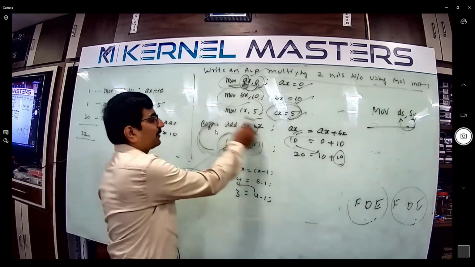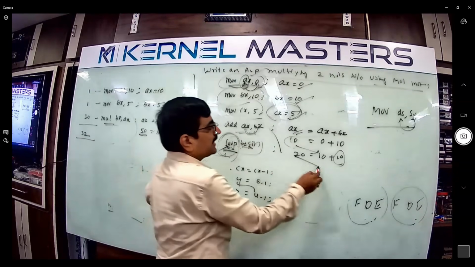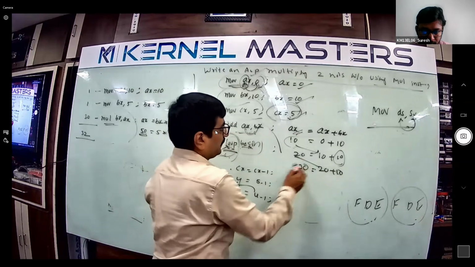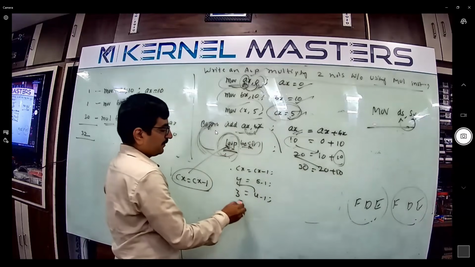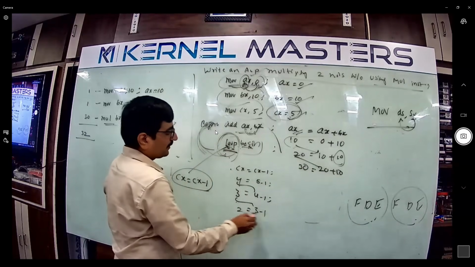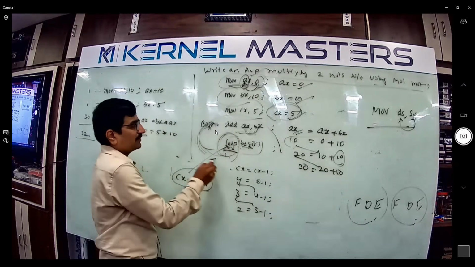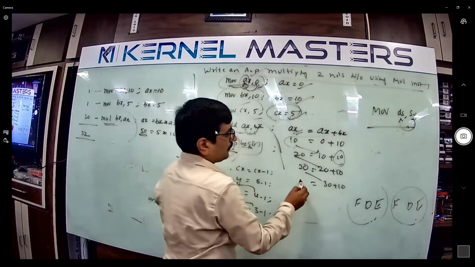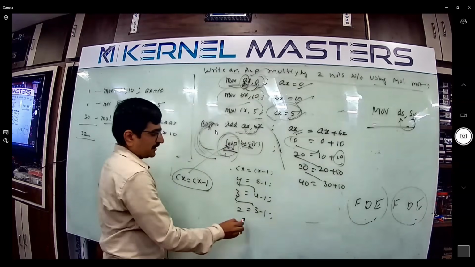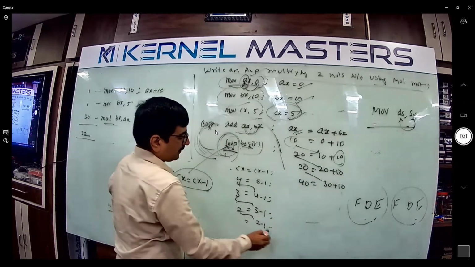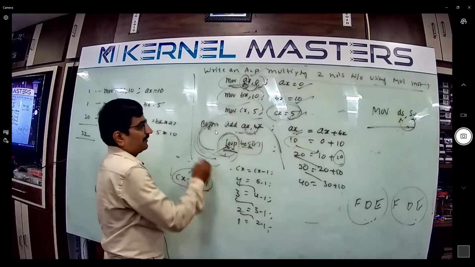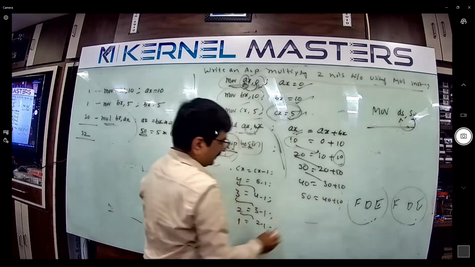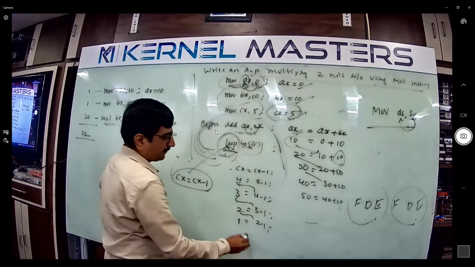Next iteration starts. What is the value? 20, then 30. Previous CX was 3; 3 minus 1 is 2, and the next loop runs. Then 30 plus 10 is 40. 2 minus 1 is 1, and the next iteration runs. 40 plus 10 is 50. 1 minus 1 is 0.